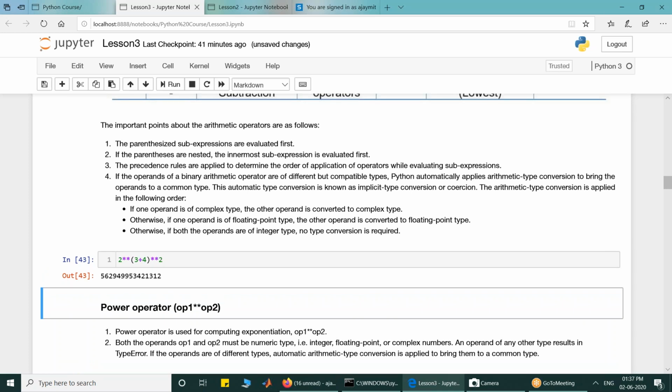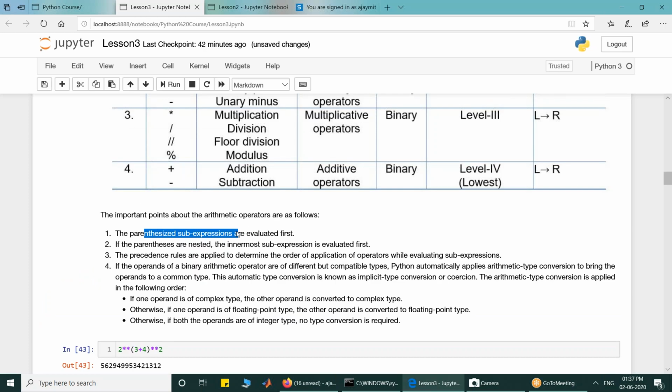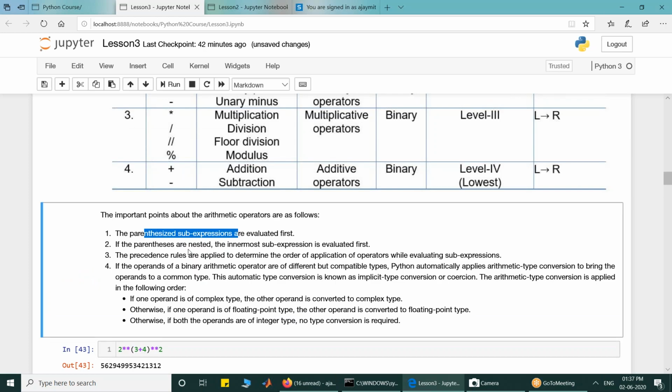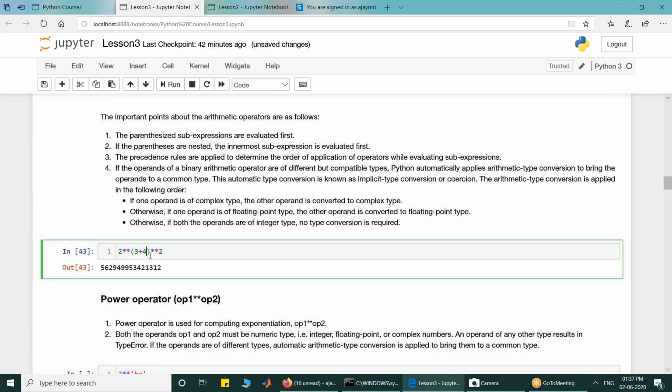So just to reiterate, a parenthesized sub expression gets evaluated first. Parentheses can be nested, so you can have 3 plus 4 plus 3 into 3 like this, nesting of the parentheses. If you have nesting of the parentheses, the innermost parenthesized sub expression gets evaluated first. So in this case, firstly 3 into 3 gets evaluated, comes out to be 9, and then 3 plus 4 plus 9 comes out to be 16, and then the evaluation will be carried out.